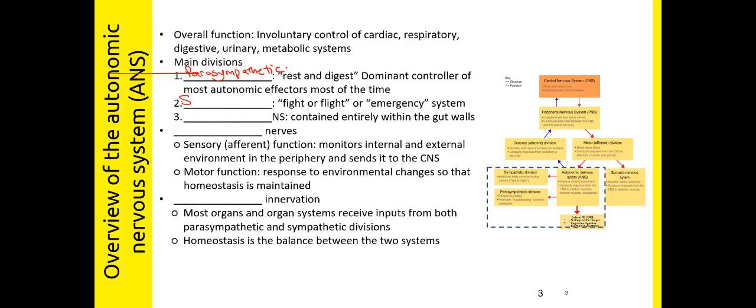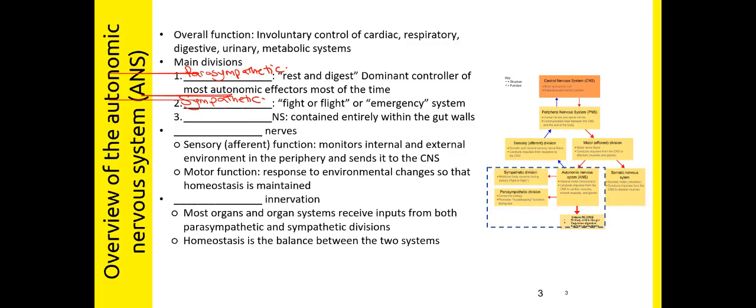The second division is called the sympathetic nervous system. You may know it as the fight or flight system. Sometimes people say fight, flight, or fright, or the emergency system. So if you see a bear, if you see a lion, if you hear a loud bang, that's the system that kicks in. And what happens is it mobilizes your entire body to try to decide whether to run away, flight, or to confront whatever set it off.